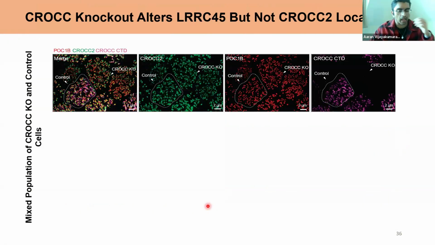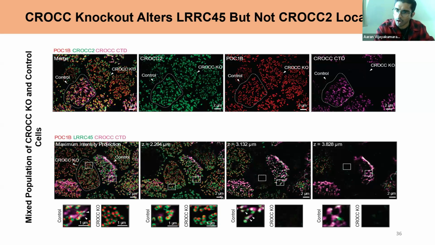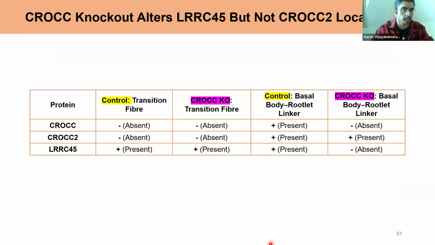Now, we also then wanted to look at how knocking out CROC or rootletin disrupts the localization of proteins at the basal body linker region. And what we found is that CROC knockout has no effect on CROC2 localization. But what we see with LRRC45 is that whilst LRRC45 localizes to the transition fibers, as we go deep down into the cell, it doesn't localize to the basal body linker region, suggesting that there may be two separate molecular pathways playing a role in the recruitment of LRRC45 to both the transition fibers and the basal body rootlet linker region. And the recruitment to that region may be dependent on CROC and rootletin. And this is just a table summarizing the recruitment and, well, those findings.